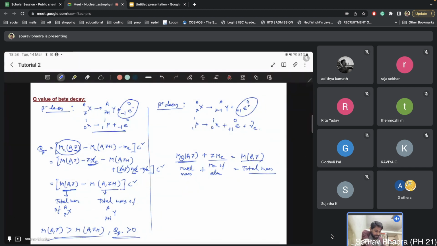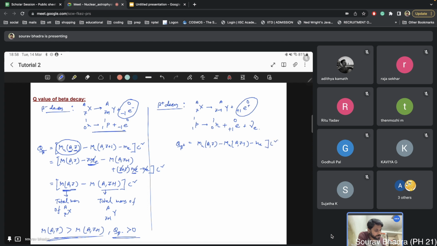Now this is the important thing. Now we will do the same thing for the beta plus decay. So Q of beta plus decay is the nuclear mass of A, Z minus the nuclear mass of A, Z minus 1 minus m_e, times c square. We will not consider the mass of the neutrino because it is a very light particle, and we generally don't consider the neutrino mass. Okay.